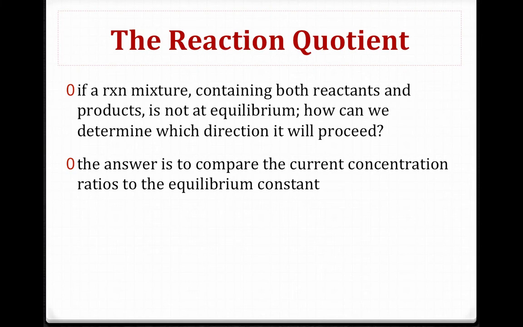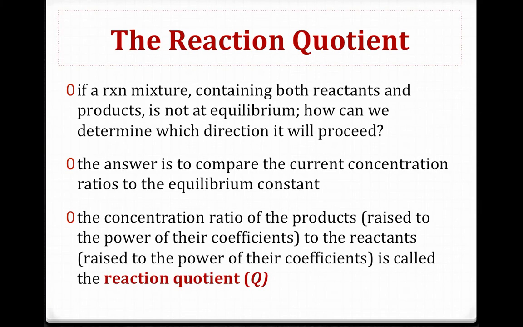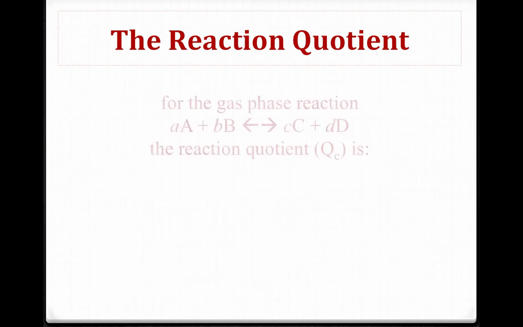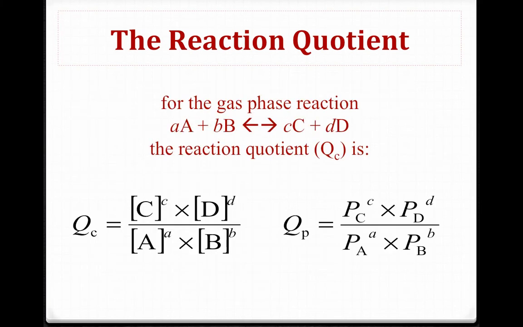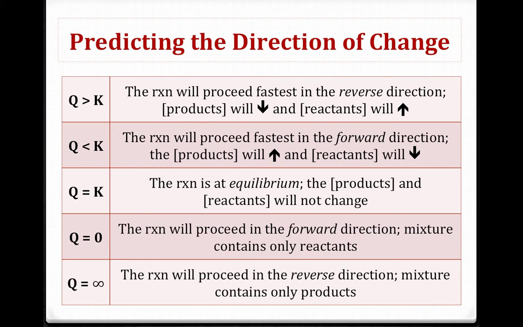The reaction quotient Q is basically the same expression. You're writing it the same, products over reactants. The difference is the reaction quotient is calculated when substances are not at equilibrium. Calculating Q helps you predict how close a reaction is to reaching equilibrium and whether it's proceeding in the forward or reverse direction. So the reaction quotient is written exactly the same as the equilibrium constant, whether you're going to use concentration or gas pressure.